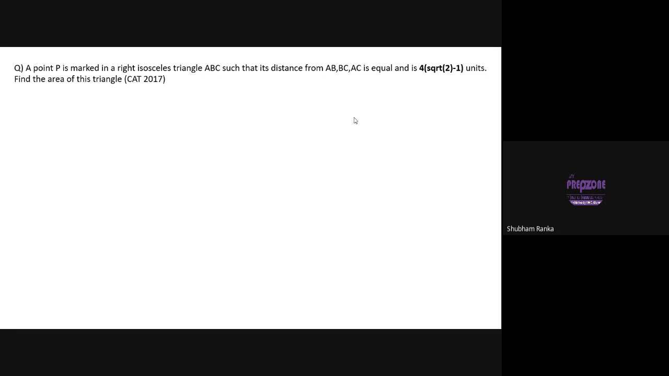So as you can see, this is a CAT 2017 question, and we'll try to do this and see how complex this is. This is not that old, it is 2017 only. So it's a right isosceles triangle, which is ABC. I can mark arbitrary. Right isosceles triangle, so this is equal to this. A point P is marked.